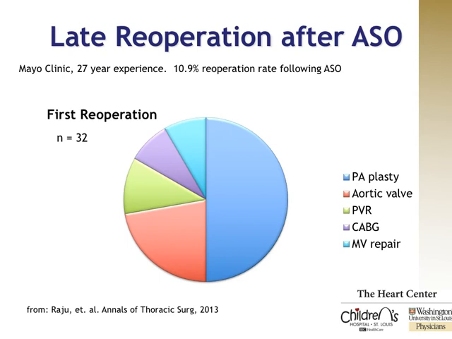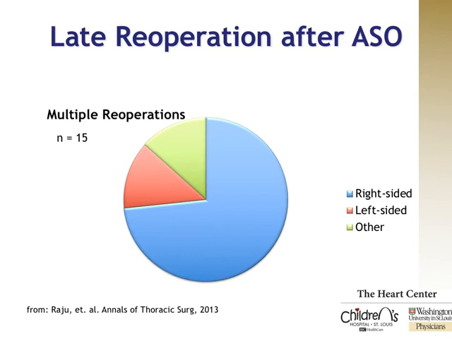Aortic valve was slightly less than a quarter in their experience. Pulmonary valve replacement, about 10 to 15%, and then operations related to coronary arteries or the mitral valve made up the rest. And some patients underwent multiple reoperations. About half the patients that were reoperated had other reoperations, and again, these tended to conglomerate on the right side, fewer on the left side, and then a mix of other reoperations in these patients.